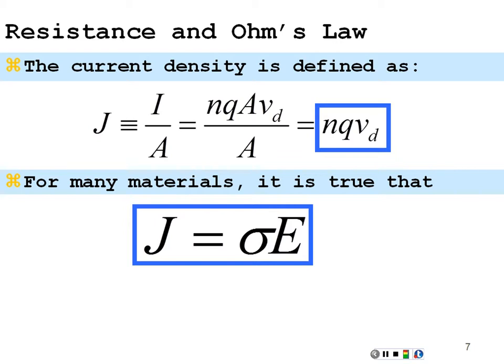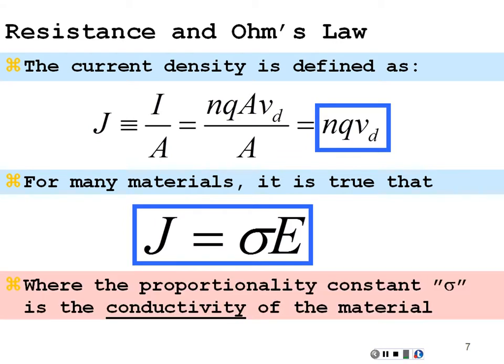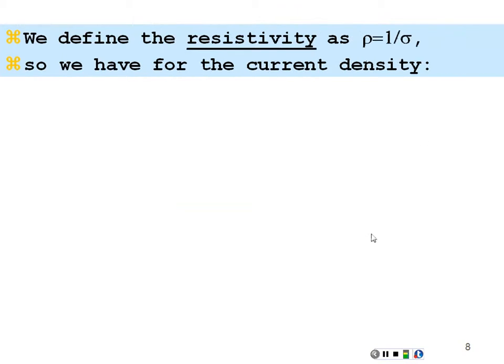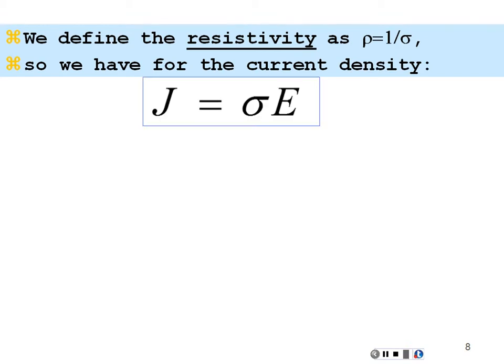We are not going to use Ohm's law in this form. We're going to transform it. We'll note that the resistivity is 1 over the conductivity. So we define rho, the resistivity, as 1 over the conductivity, still an intrinsic property of whatever material we're using for our conductor.